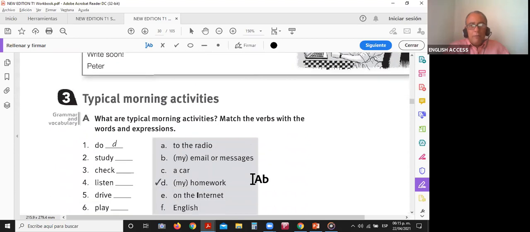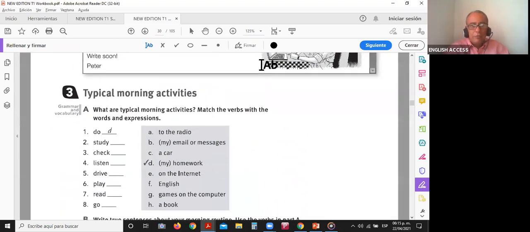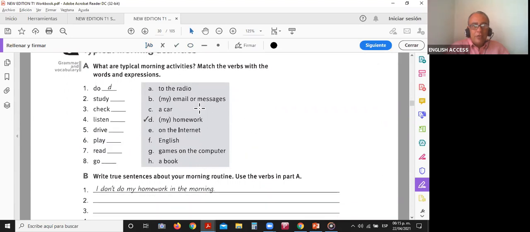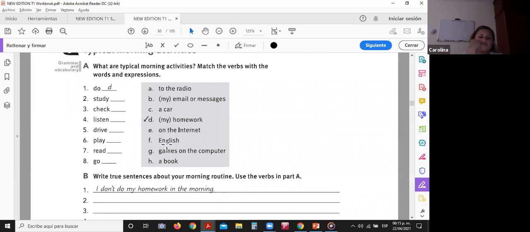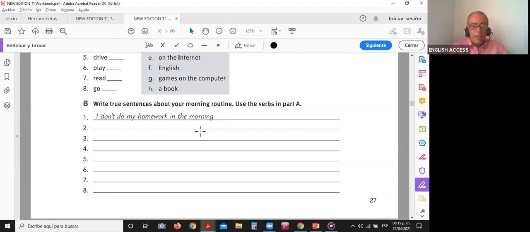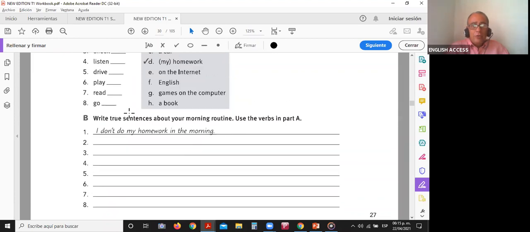Okay. Now, please, you can practice here in your book by answering these activities. What are typical morning activities? So, you need to match the expressions with the list. For example, do homework or do my homework. Study English. And you match the other expressions. And then you write true sentences about your routine, affirmative sentences.